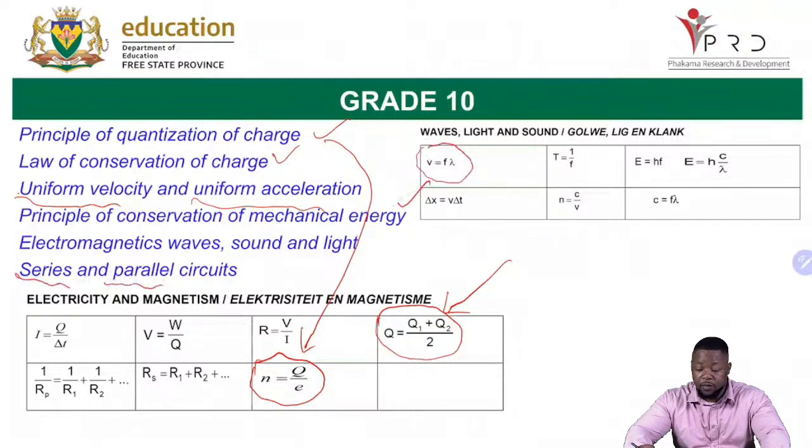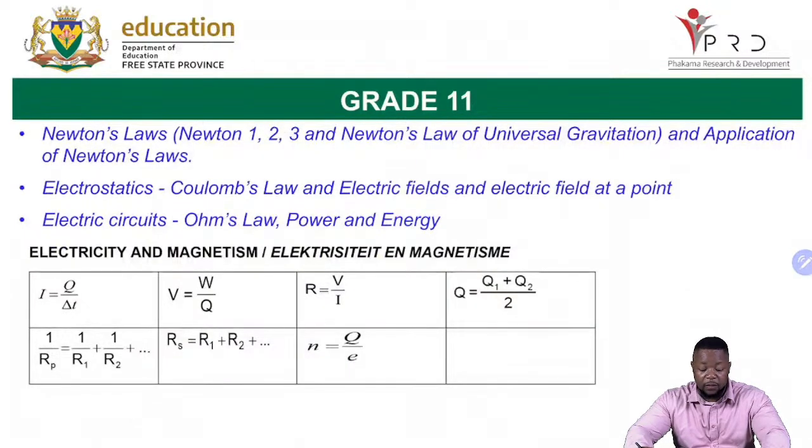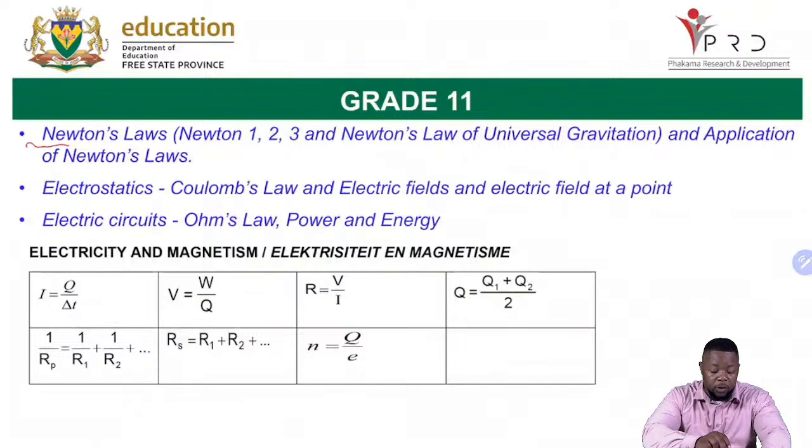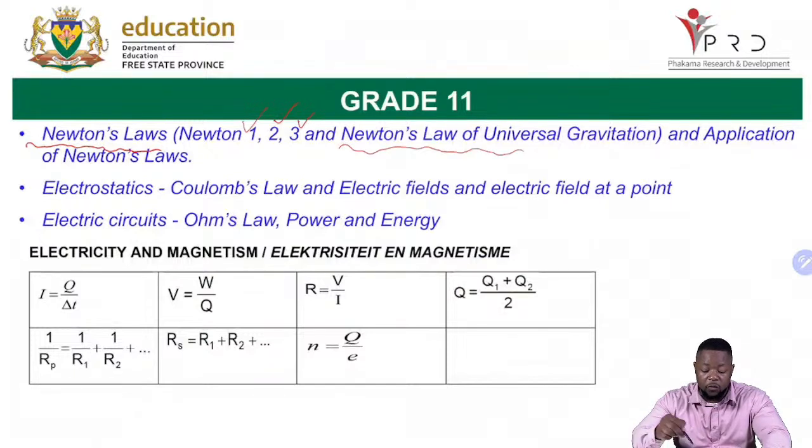Now, let's carry on to see what you need to remember from what you have learned in grade 11. From your grade 11, which forms part of mechanics, that is Newton's laws, you need to be able to revise Newton's first law, Newton's second law, Newton's third law, and Newton's law of universal gravitation. You should be able to state these laws, and you should be able to apply these laws in the given situations as they are going to appear on the question paper.